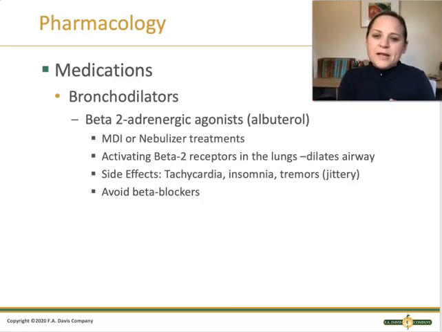Bronchodilators, the most common one is the albuterol inhaler. It's a beta-2 adrenergic agonist, which means it works on the beta-2 receptors in the lungs to dilate the airways of the lungs. So these bronchodilators are going to dilate the airways of the lungs. This can be given either through a metered dose inhaler that patients will bring around with them, or even through a nebulizer treatment.